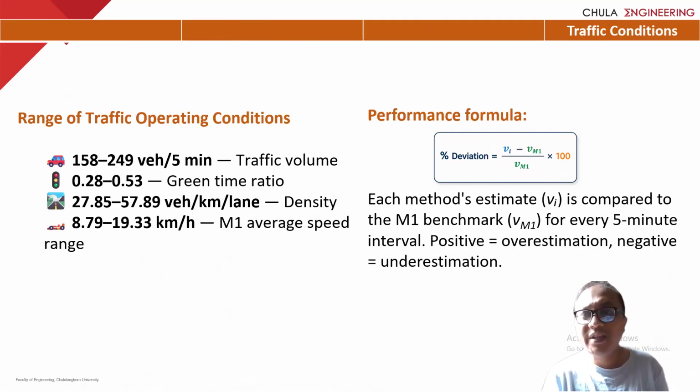For the performance measure, since M1 is the benchmark method, we compare with the percent deviation. Positive means overestimation, negative means underestimation. The vehicle speed estimated using any method minus the vehicle speed estimated in the corresponding M1 method, divided by the corresponding M1 method, and multiplied by 100%, gives us the percent deviation.